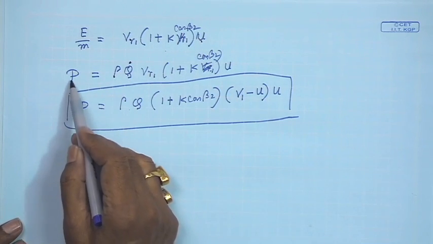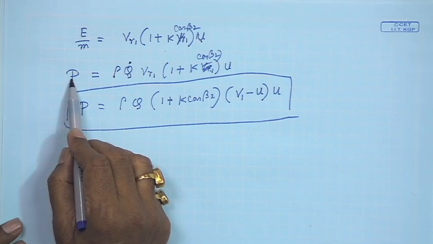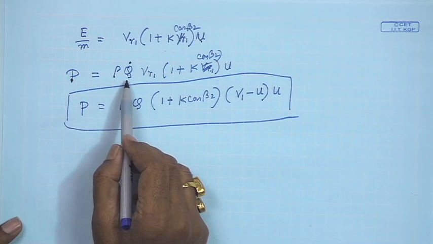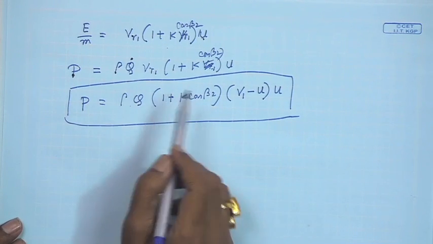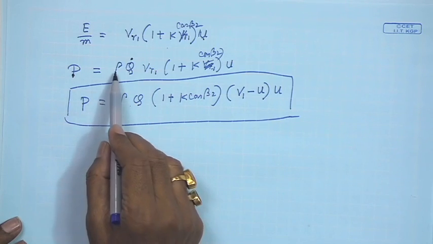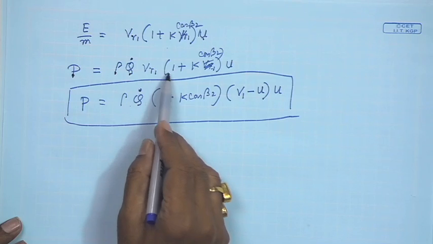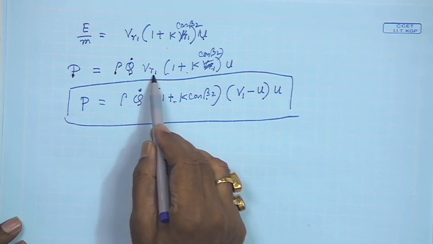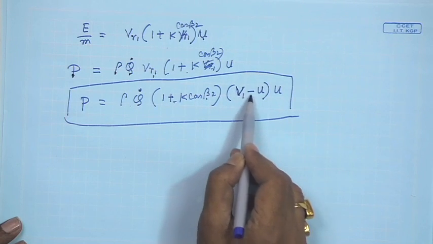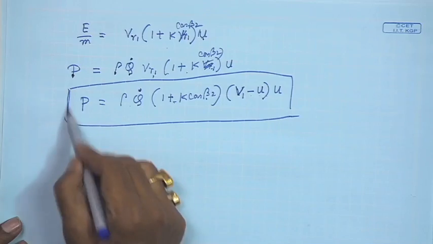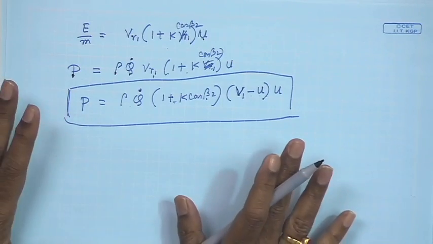So, the total power developed by the rotor, or given to the rotor or the wheel by the water jet, is rho Q dot into (1 plus K cos beta 2), Vr1 again written as (V1 minus u), into u. This is the power developed. So, this class is up to this.